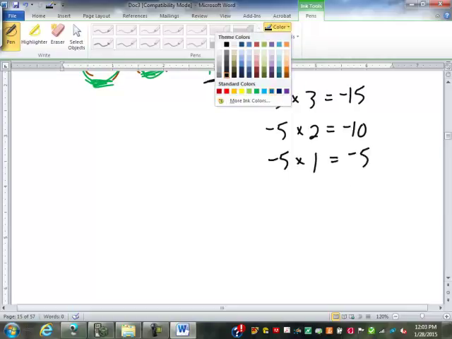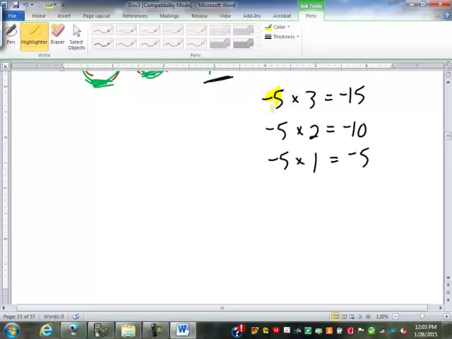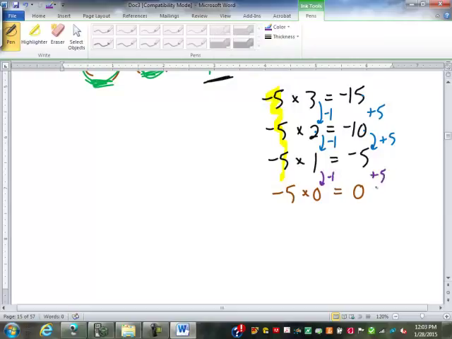If we look at this to find a pattern, whenever we start out with negative 5 here, if we take the number we're multiplying by, if we decrease it by 1, our answer actually increases by 5. Here it went from negative 15 up to negative 10. Here the number we multiply decreases by 1. We went from 2 down to 1. We went from a negative 10 up to negative 5. Let's see if that pattern continues. Negative 5 times 0 is 0. This decreased by 1. This went up by 5.